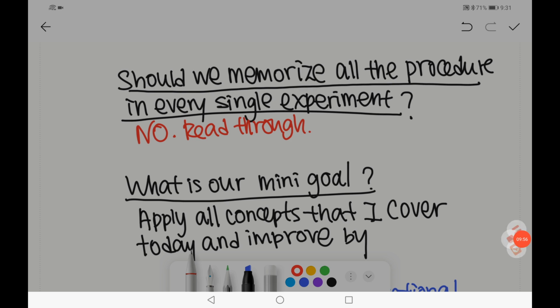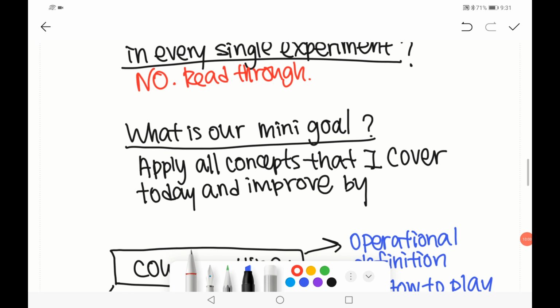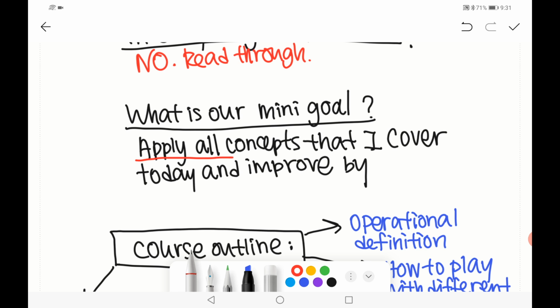So, what is our objective for today's mini course? In this mini course, I hope that you can apply all the concepts that I cover later, and at the end of the day, I hope that you can improve by a very small margin. Our target is that if you apply all the concepts that we highlight today, you can improve by 5 marks.